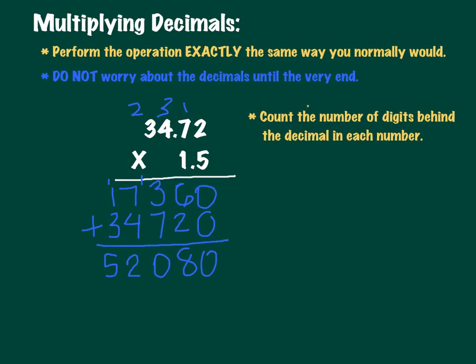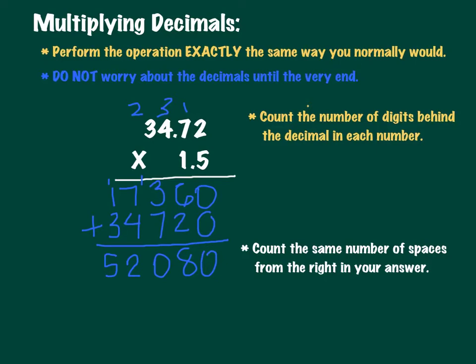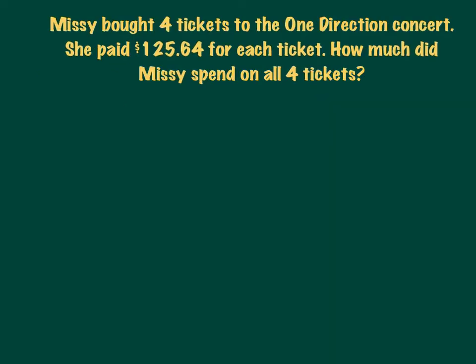Now that you have an answer, count the number of digits behind the decimal in each number. 1, 2, 3. Now count the same number of spaces from the right in your answer. 1, 2, 3. That's where you put your decimal. So our answer is 52 and 80 thousandths.